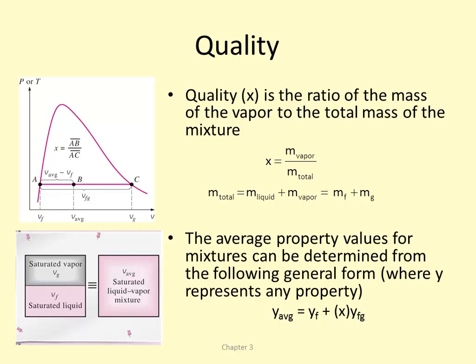Okay, quality. This is again a refresher on how to calculate the quality. So what it represents physically is the mass of vapor divided by the total mass of the substance. So it's giving us an indicator of how far along this line we actually are. And then the average property values, again, are calculated in this way, where y represents any property value, so enthalpy or entropy or specific volume.